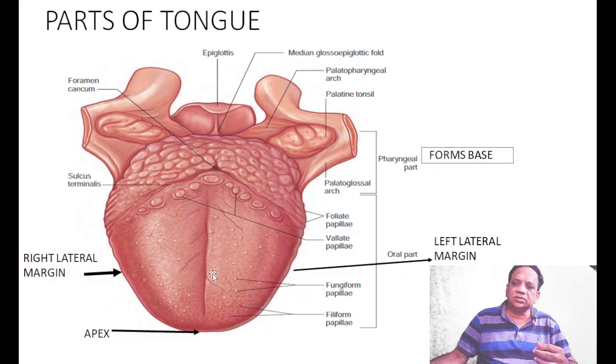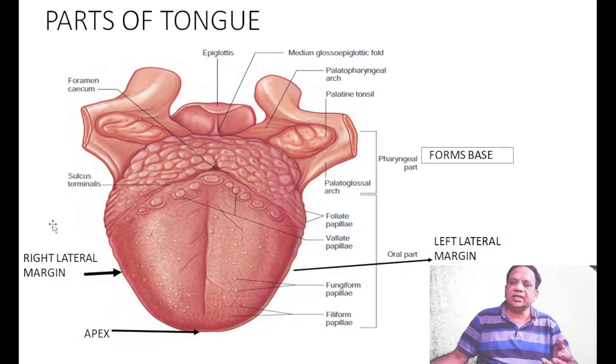The anterior 2/3 is free and it moves freely in the oral cavity, and it has a narrow tip or apex which is touching the back of the teeth. And you can see the two sides, the right and left lateral margins, of the tongue. These are the basic parts of the tongue.